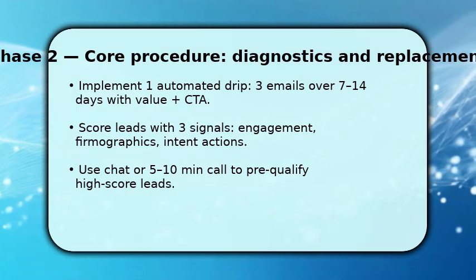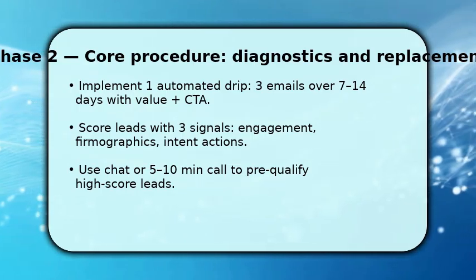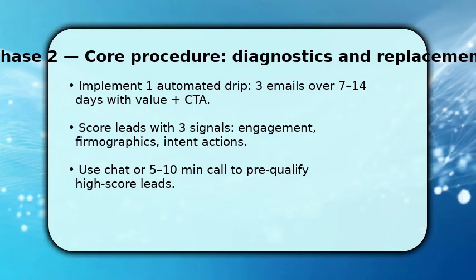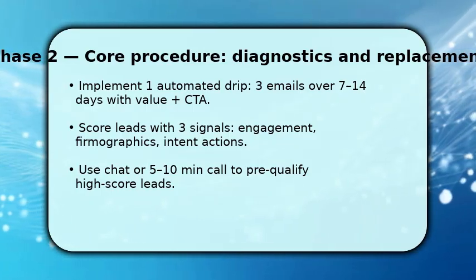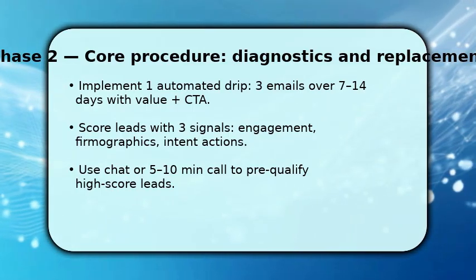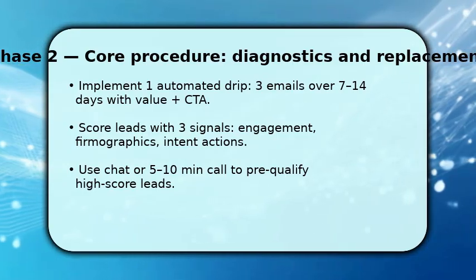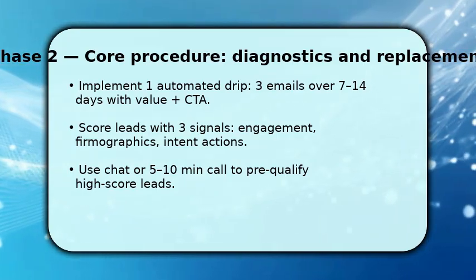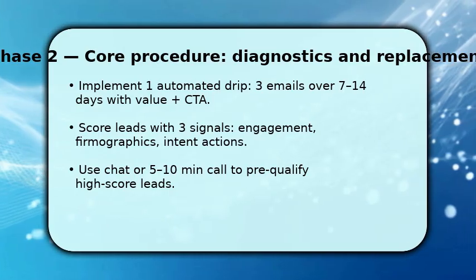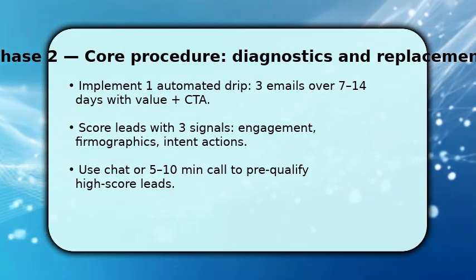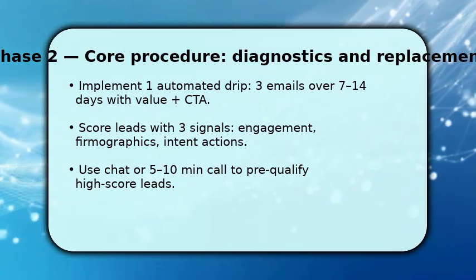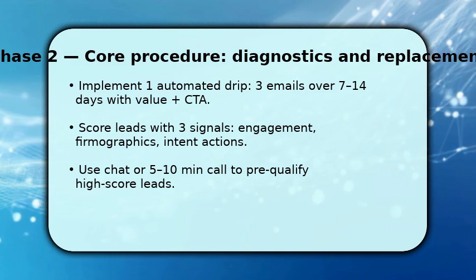Make sure to score prospects using engagement, profile fit, and actions like pricing clicks. This prioritizes outreach. Use chatbots to answer quick questions and route high-score leads to a short 5-10-minute qualifying call. This saves time and boosts close rates. Track movement through the funnel so you can tweak messaging, timing, and lead scores for better efficiency.